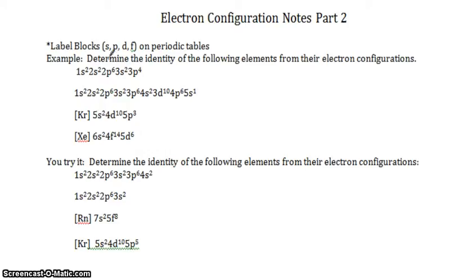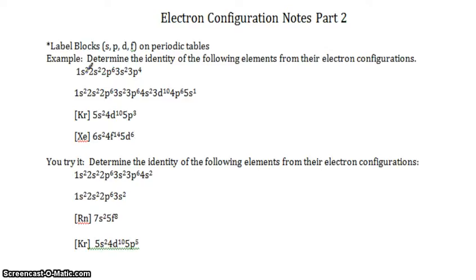And then our example says, determine the identity of the following elements from their electron configurations. If you have the full electron configuration, and this is just like when we put the arrows in the boxes, first we would put 2 arrows in 1s, and then we put 2 into 2s, and then we put 6 in 2p. So this is just a different way besides the arrows of writing that same notation. So what this is saying is there are 2 in the 1s, there are 2 in the 2s, there are 6 in the 2p, and so on.